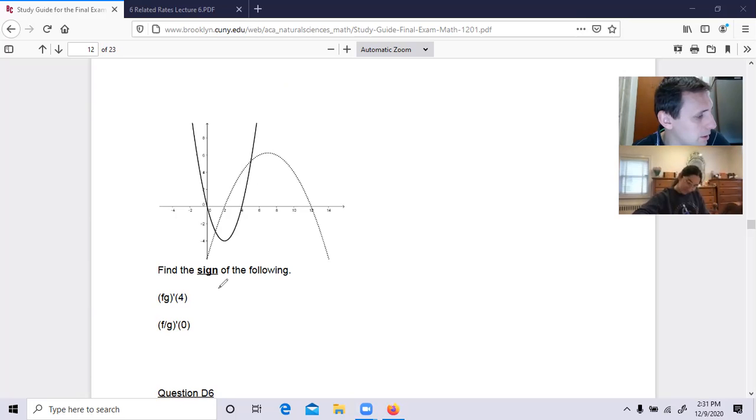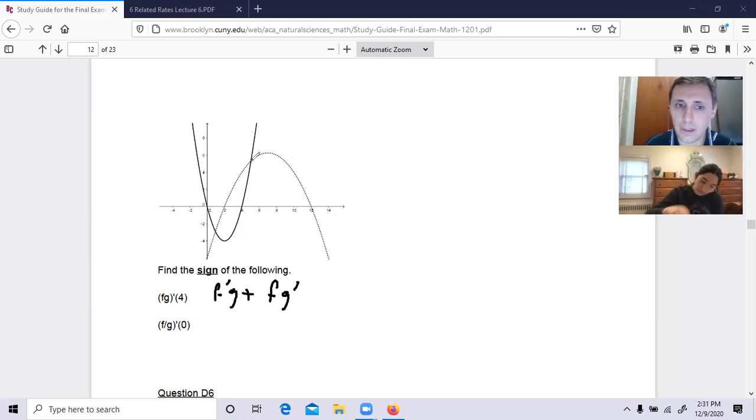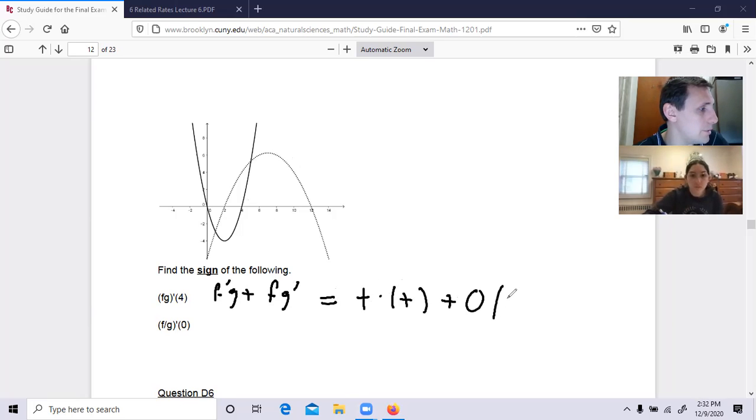So what happens here is that this is f prime at 4 times g plus f times g prime. Now f at 4 is 0, right? So it doesn't matter what g prime is, even though it's clearly positive here at 4. So really f prime at 4 is clearly positive, the slope is positive, and times g, which is a positive number, plus f is 0 times g prime, also positive there, slope is upward. So clearly that is positive.